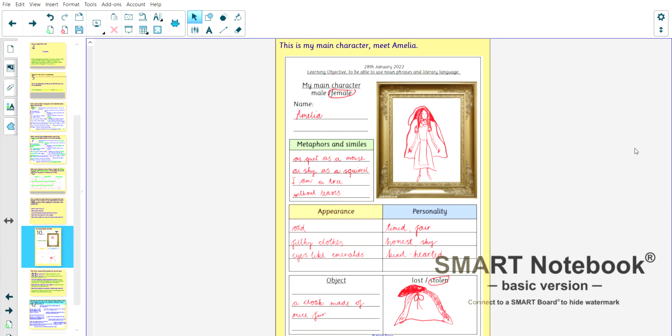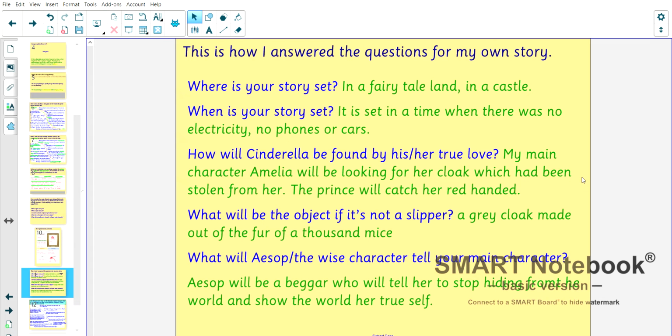Now, this is my main character I designed last week. Her name's Amelia. I planned for some metaphors and similes that I want to use. I want to use these adjectives to describe her appearance and personality, and the object that she is going to have stolen from her is a cloak made out of the fur of 1,000 mice. Now, these were my answers to these questions.